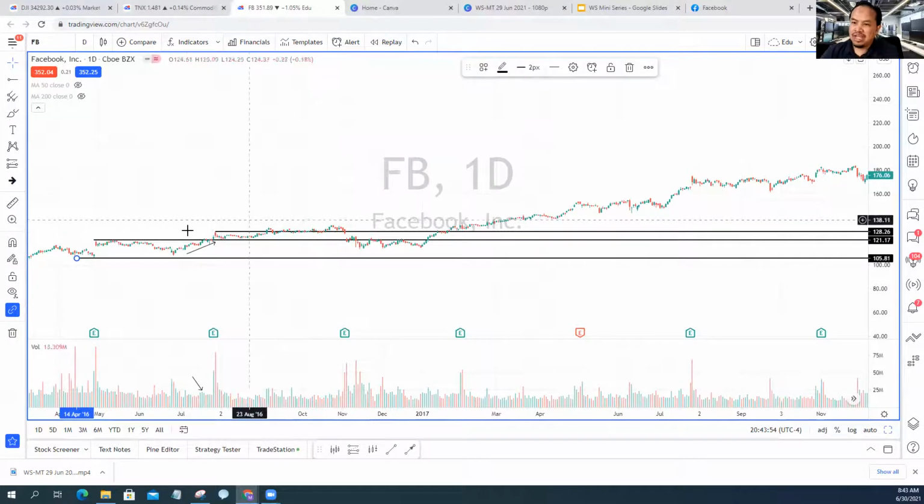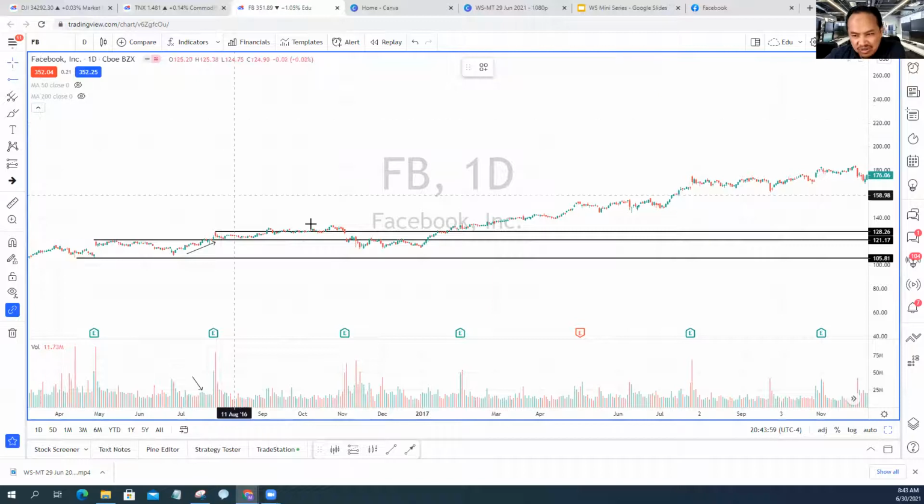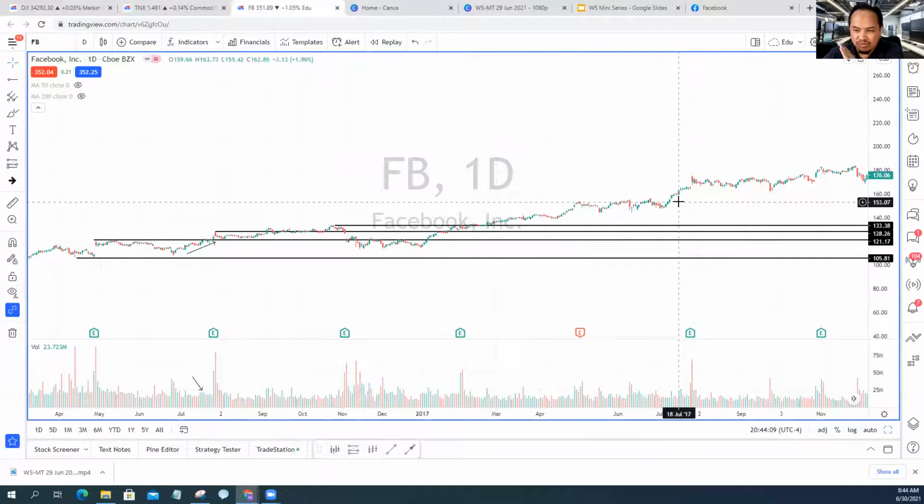But as you can see here, there is a new resistance created here. So you plot that one. Whenever it breaks such a resistance with volume, it just continues to make such a move. So that's very, very important.